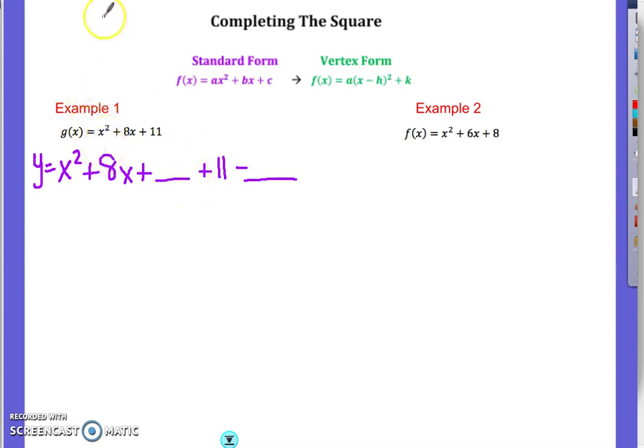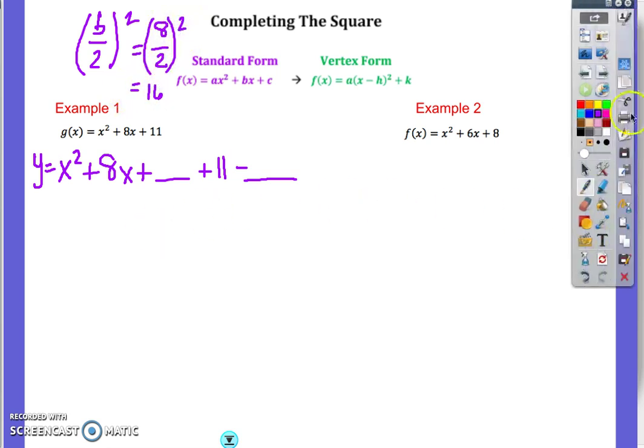What number normally goes in those blanks? B divided by 2 squared. So in this problem, B is 8. So I'm going to say 8 divided by 2 is 4, squared is 16. Okay, so in those blanks, I'm going to put a 16.